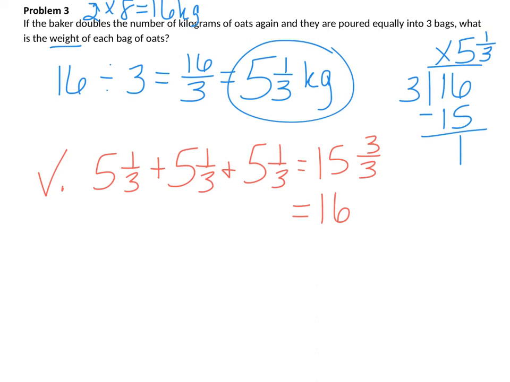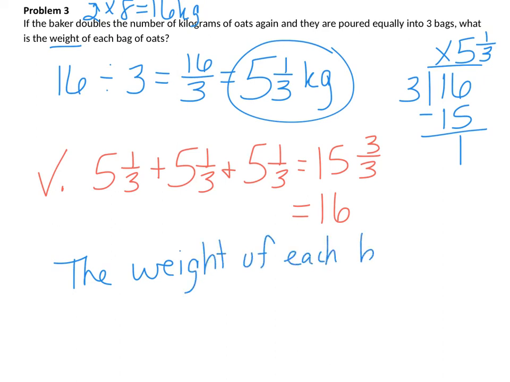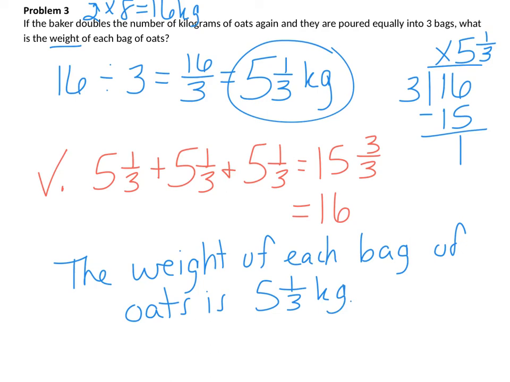So let's write our final answer in our answer statement, just like we were taught. The weight of each bag, and each bag means one bag, of oats is 5 1/3 kilograms. Make sure you showed all your work.